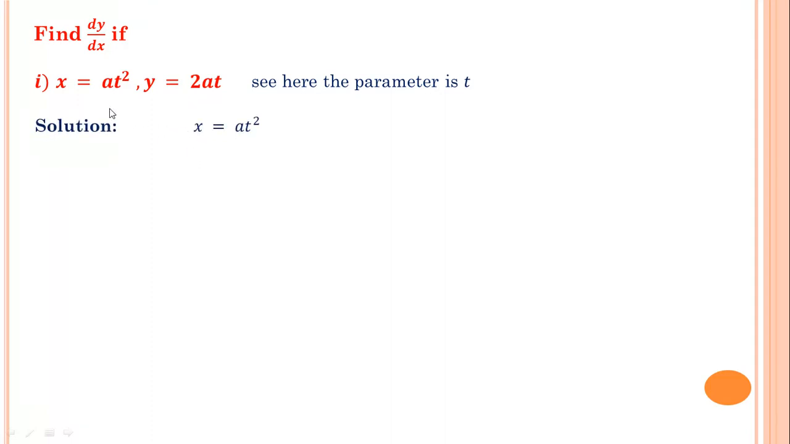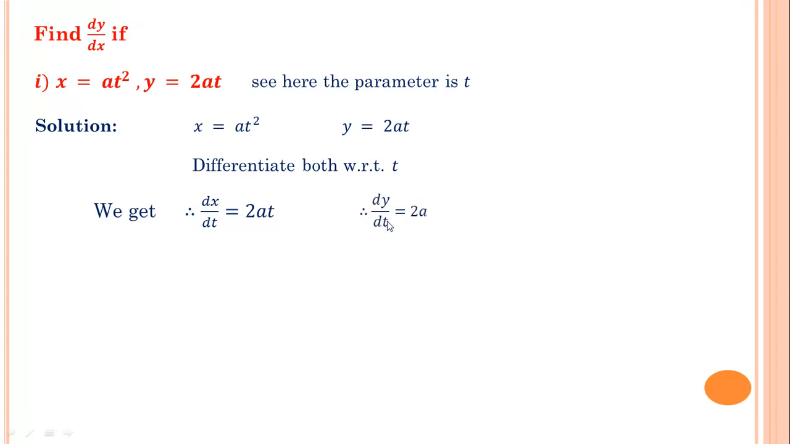Solution. First of all, given x is equal to at square and y is equal to 2at. Two functions are given to you. Now we will differentiate both the functions with respect to t. So we get dx by dt. How will you get the derivative of at square? It is 2at. Remember, a is constant, the derivative of t square is 2t. Then the derivative of y with respect to t, we get 2a only, because the derivative of t is 1.